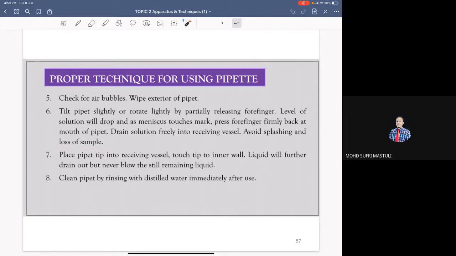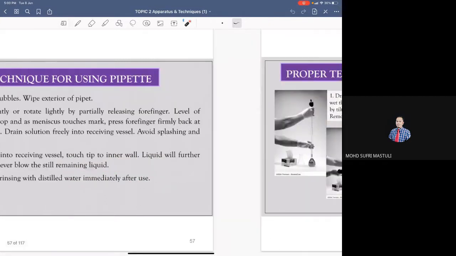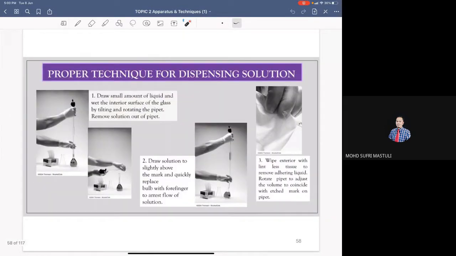Place the pipette tip into the receiving vessel. Touch the tip to the inner wall. Liquid will be further drained out, but never blow out the remaining liquid. Clean the pipette using distilled water immediately after use. This is the technique of how to dispense the solution. Draw a small amount of liquid in to rinse the interior surface of the glass by tilting and rotating the pipette. Remove the solution from the pipette.